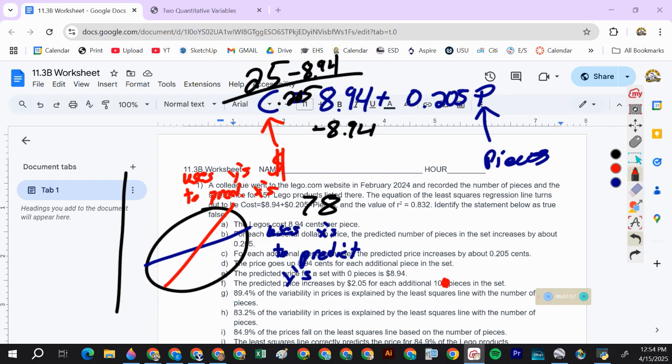All right, the correlation coefficient is 0.912. How do you find the correlation coefficient? Well, the correlation coefficient is r. So if we know r squared, we take the square root, and it ends up being, yes, it is 0.912.